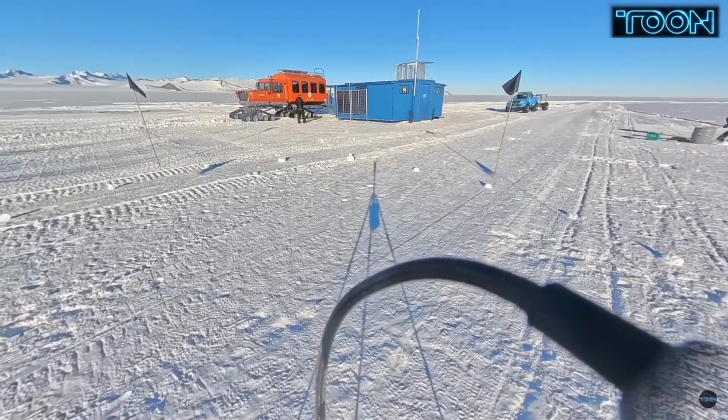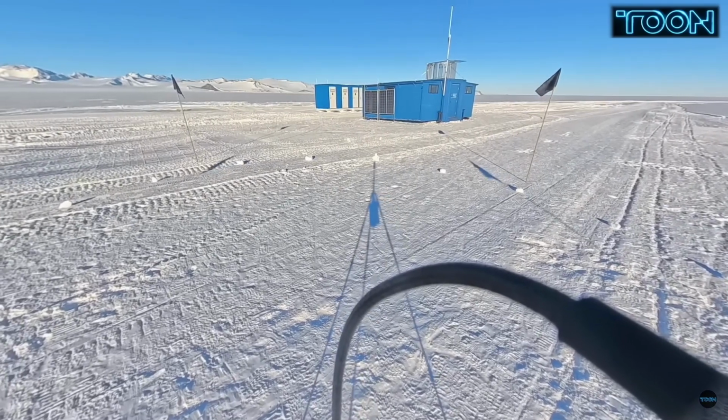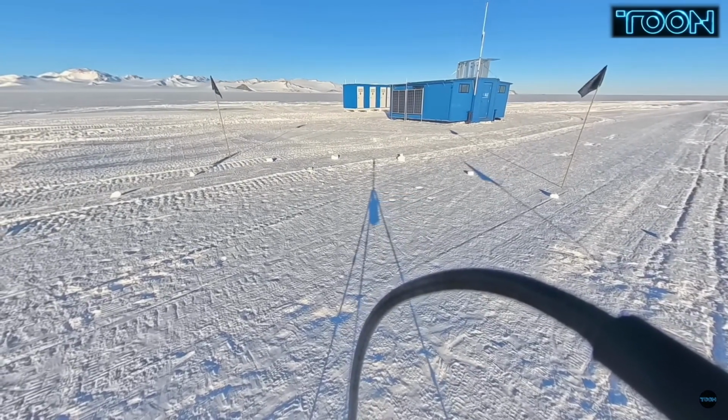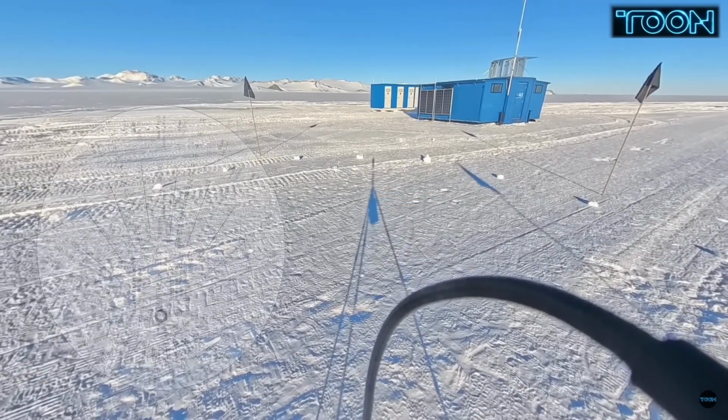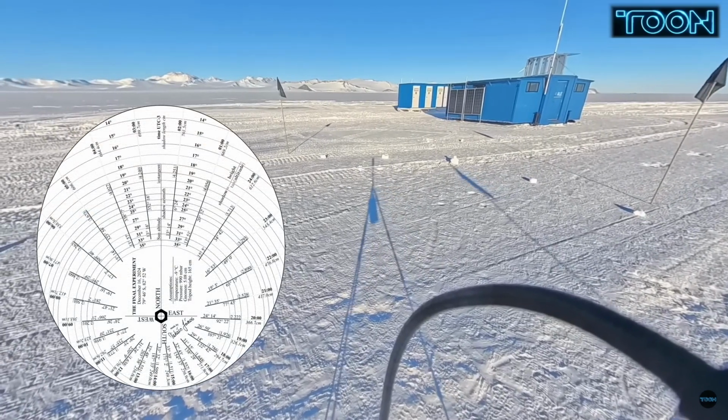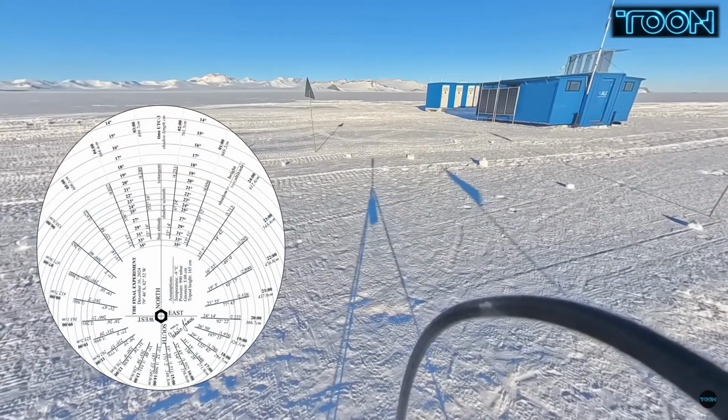What we're looking at here is a time-lapse of MCToon's Sundial in Antarctica. He managed to create his sundial using globe-based calculations, and the results were nothing short of spectacular.